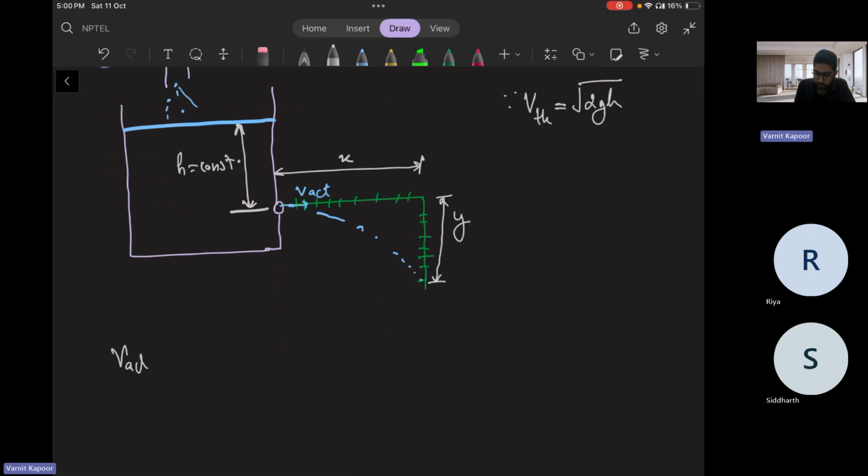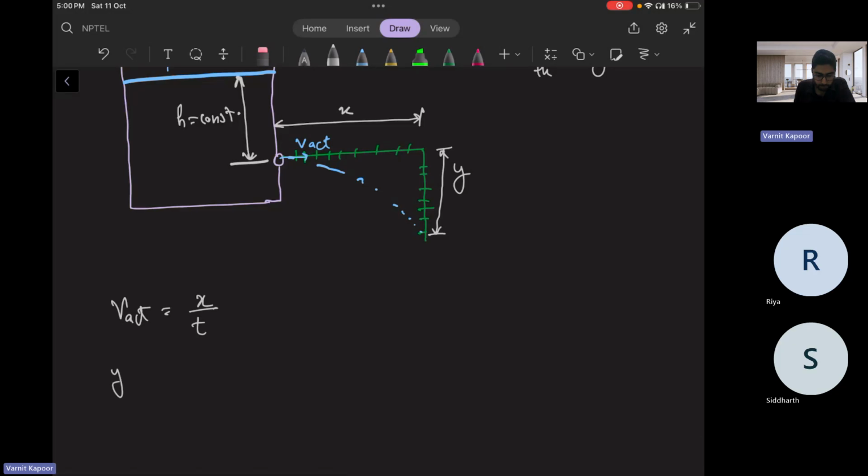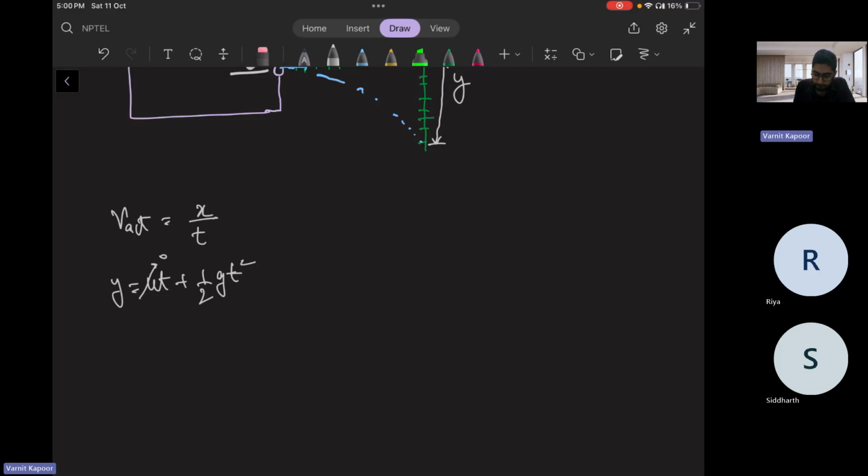What will be V actual? There is one way, from the coefficient of velocity or from the equation of motion. Suppose it's a free fall. V actual will be whatever distance happened in the X direction divided by how much time it took. Other is the equation of motion: if you apply Y equal to ut plus half gt square, in the Y direction suppose the velocity u was 0, kind of free fall, only having an X velocity initially. So time from here will come out to be root of 2y by g. Now put this time here.